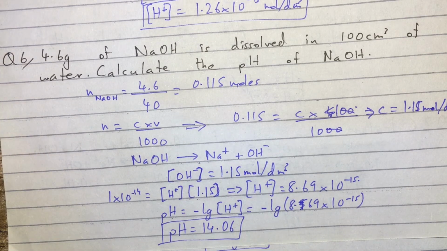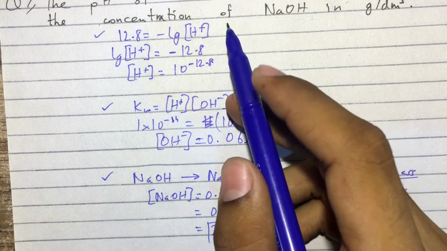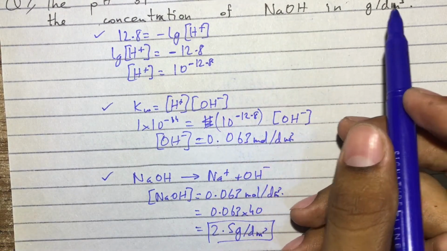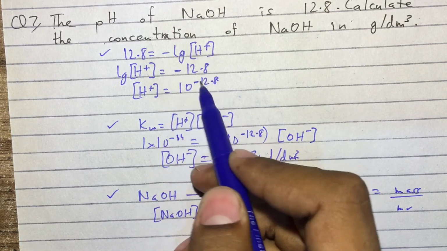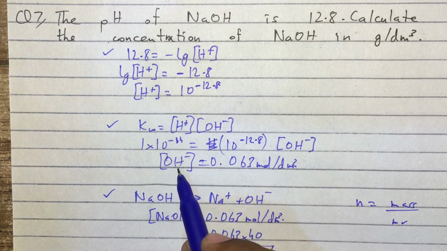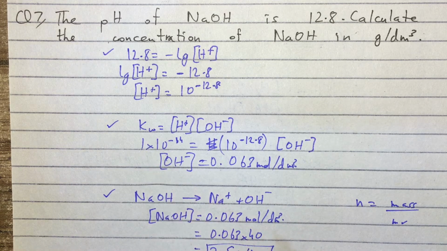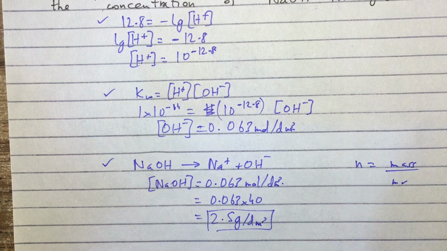In the last question, there was pH given of an alkali, and we have to find the concentration. Again, it's pretty simple. You find the hydrogen ion concentration using this method, then you find the hydroxide ion concentration using the Kw expression, and once you have the hydroxide ion concentration, that is the same as the concentration of NaOH because the ratio is 1:1, and then you just convert it to gram per dm cube. I hope it's clear to you.